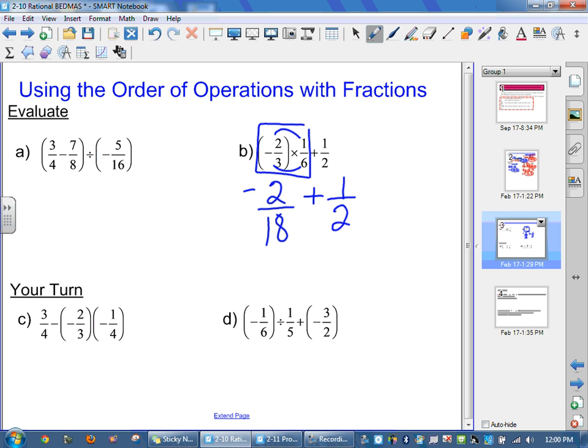With the multiplication, I don't need to change the denominator. No, you don't. Never with multiplying or dividing. It's only adding and subtracting. You need a common denominator. So now we need common denominators. What is the common denominator between 2 and 18?